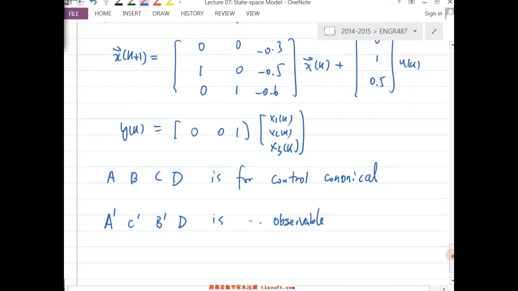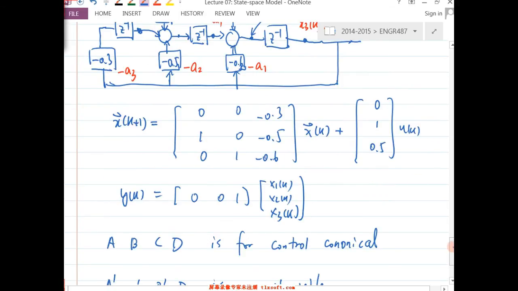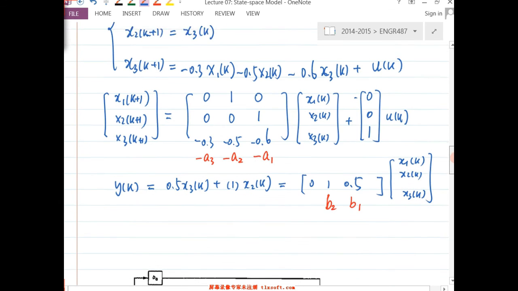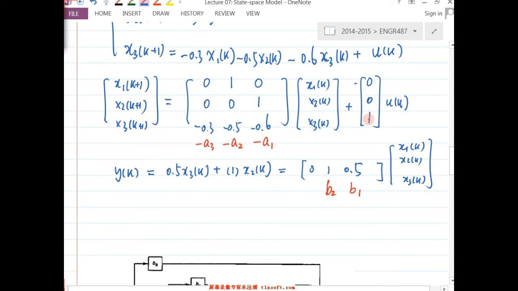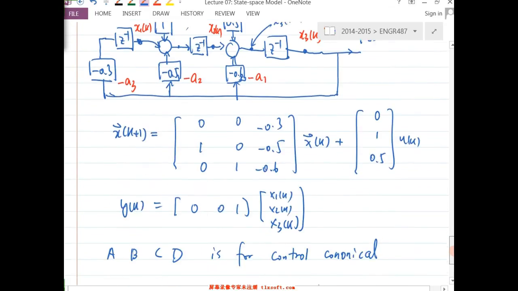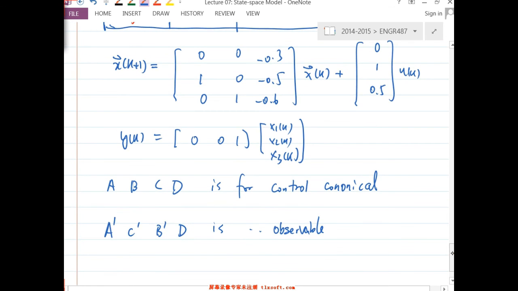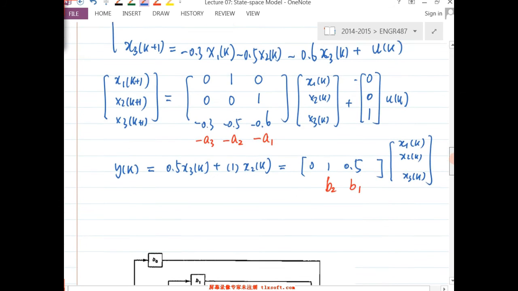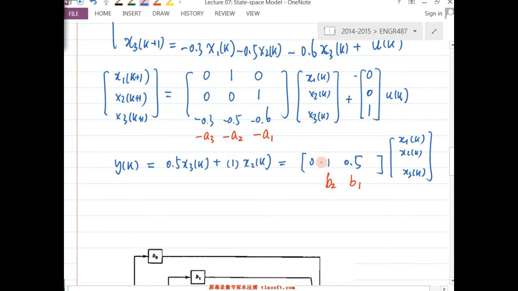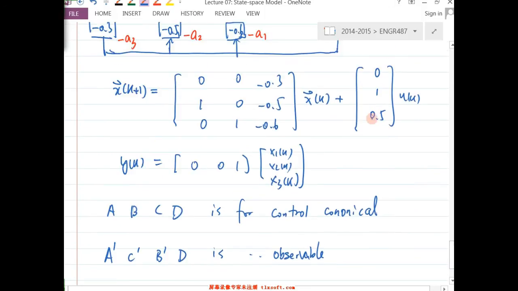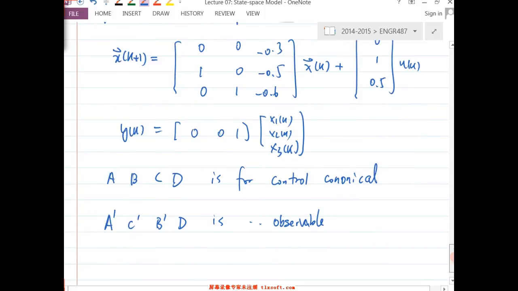Does that make sense? You see here, the original B is 001. What is the C here? 001. The transpose of this is that B there, right? And the original C is 0.5, and now this is the B here, right? That's how you construct the things in here.